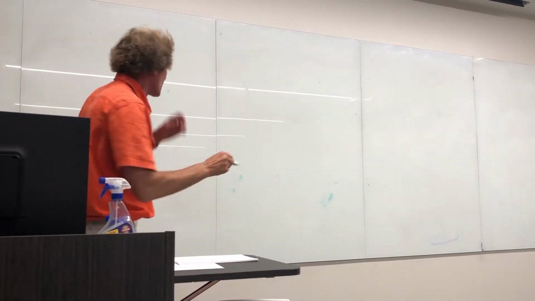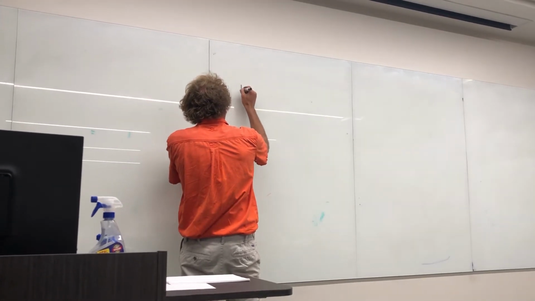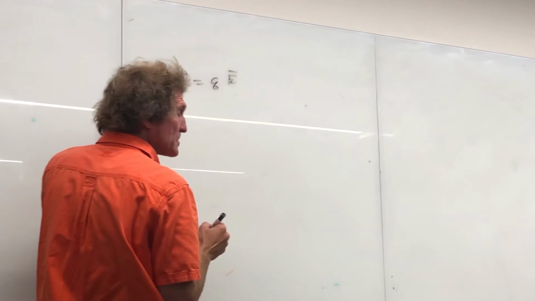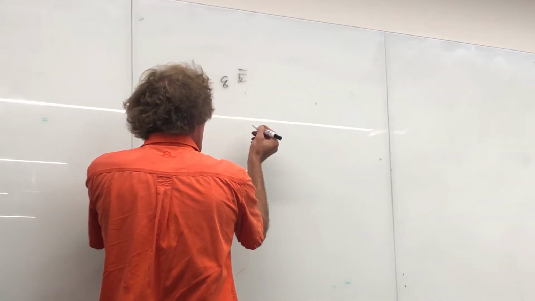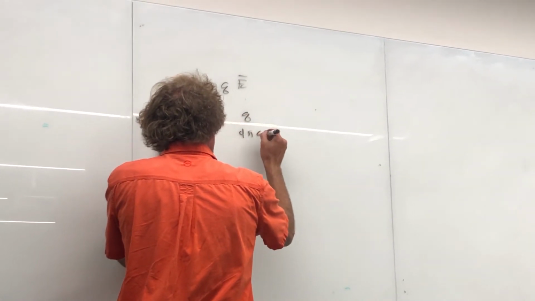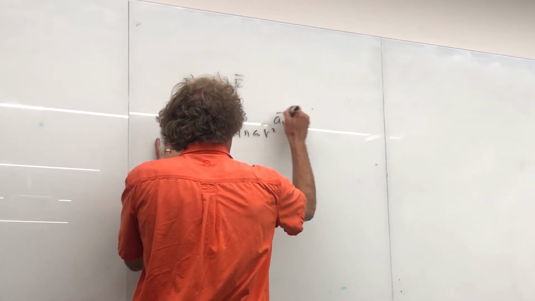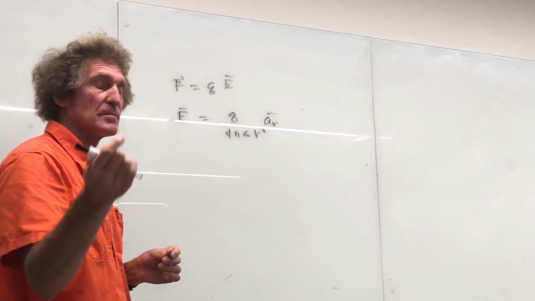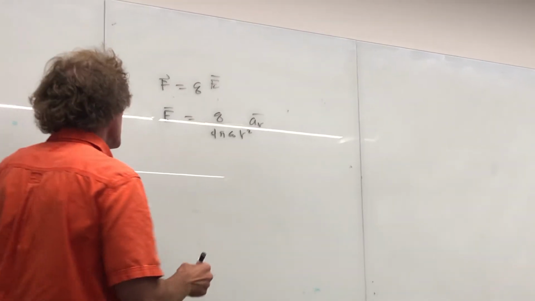So, first, if we deal with electrostatics, we know that the force is equal to QE. Next, we know the E field in general from a single charge is equal to Q over 4 pi epsilon naught R squared, AR. And AR is a unit vector in the direction emanating from the charge source to the point of observation. That's for a single charge.